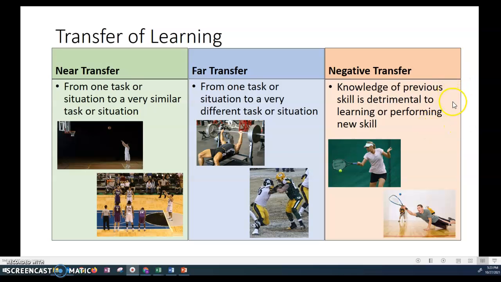This last one is what's known as negative transfer, and this is kind of what we talked about with the squash and racquetball players and with tennis. What happens in negative transfer is that knowledge of a previous skill can be detrimental to learning a new skill or performing a new skill.